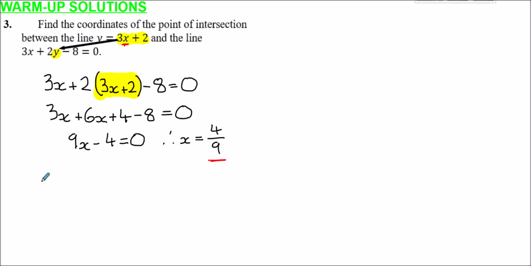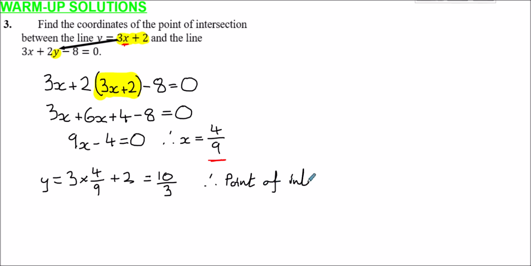So what we have there is that y must be equal to 3 lots of 4 over 9. 3x is 3 lots of 4 over 9 plus 2. And that gives us a value of 10 thirds. So therefore, the point of intersection is when x is 4/9 and y is 10 thirds.